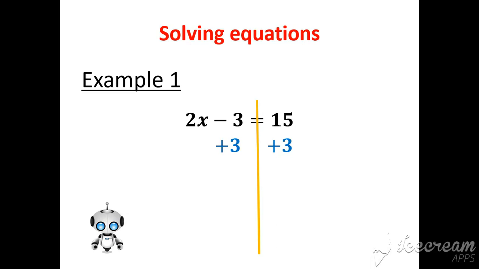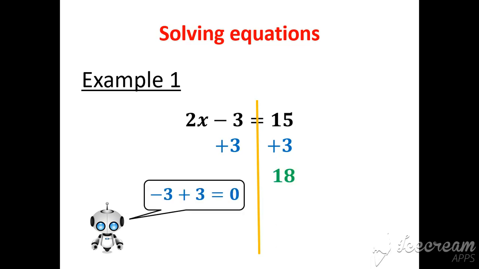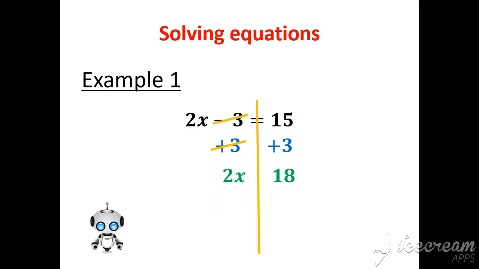Now on the right, 15 plus 3 makes 18. And on the left, that minus 3 and that plus 3 add together to get 0, so they cancel out. That leaves us with the 2x. There's still that 2x on the left-hand side. So we've got to the stage of 2 times something is 18. Well, there's our first step done. So let's move on to our second step.